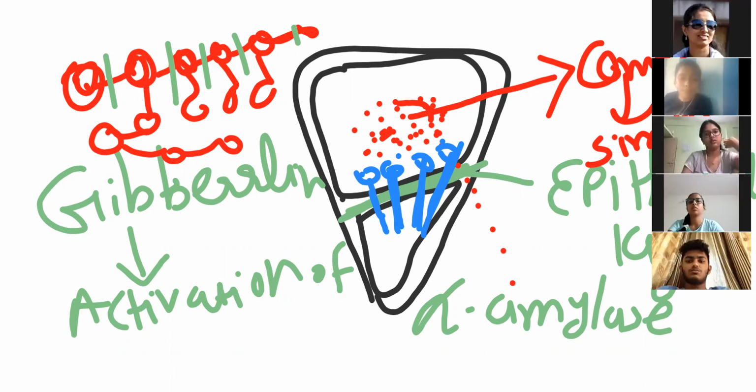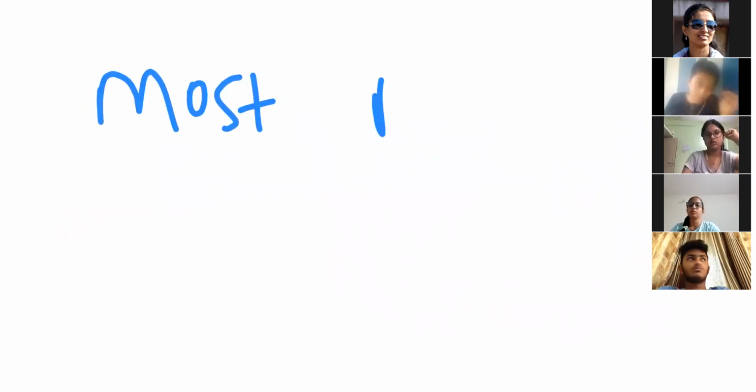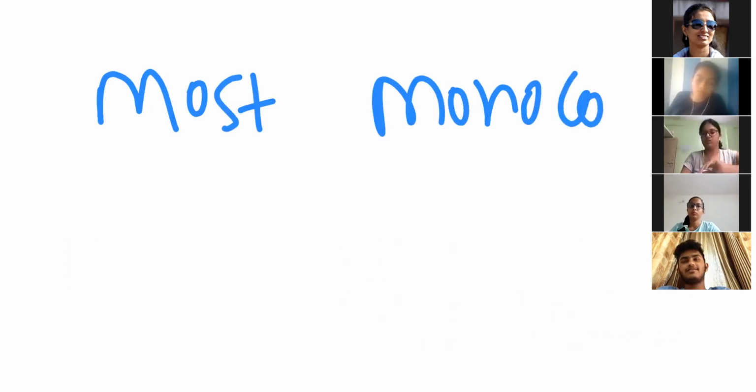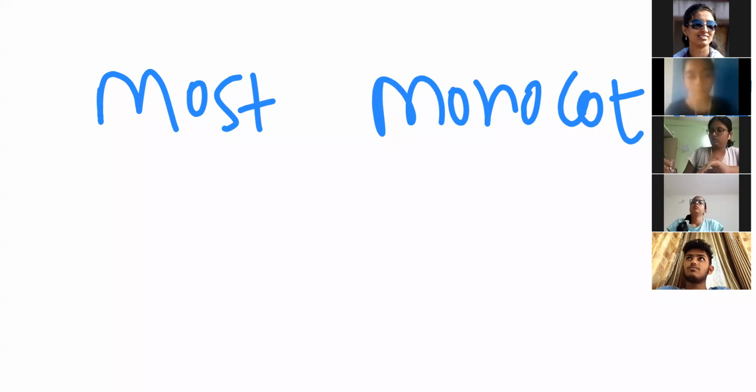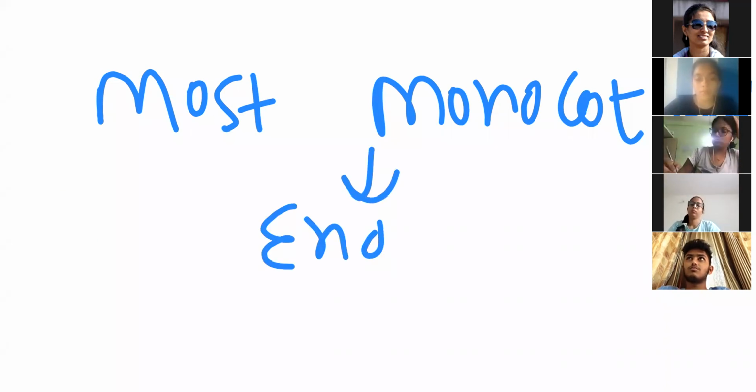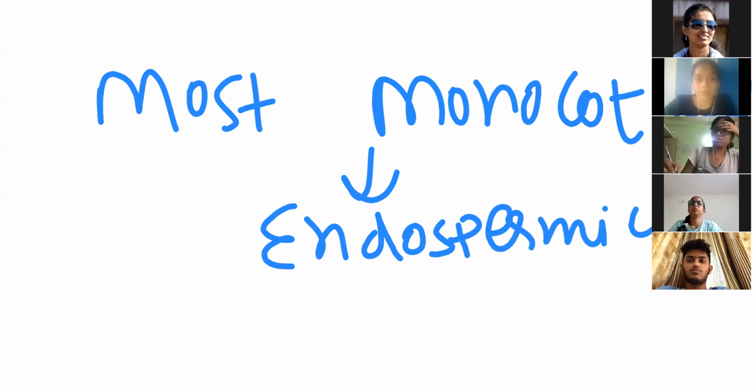Okay, next. Now, most monocot seeds are endospermic, exactly opposite of dicots. Dicots were mostly non-endospermic. Here most are endospermic.